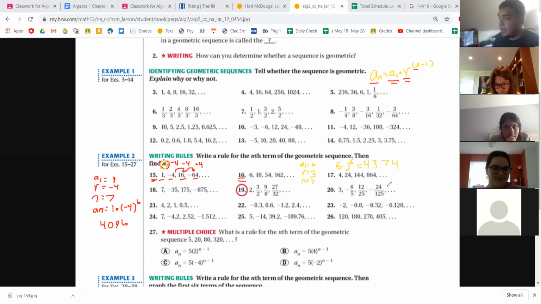Your exit ticket, guys, is going to be number 17. And your 18 is still homework, so you still want to do that. But your exit ticket is going to be number 17.